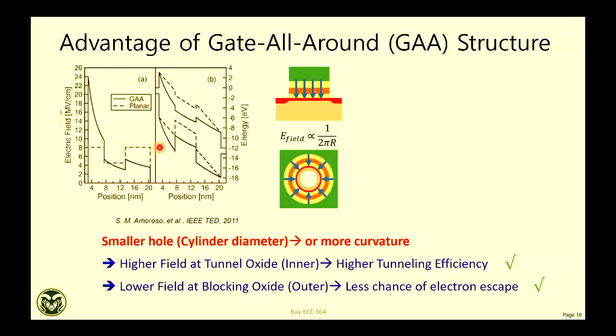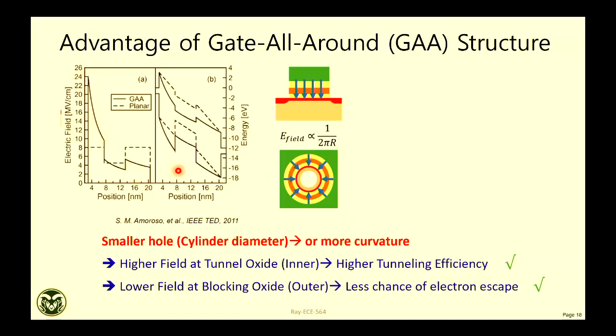So this dashed line is for planar MOSFET. Electric field is the same, right, in both the oxides. Electric field is not position dependent because it's planar. But the moment you go to the curvature or cylindrical domain, your tunnel oxide electric field is fundamentally much higher than the blocking oxide electric field.